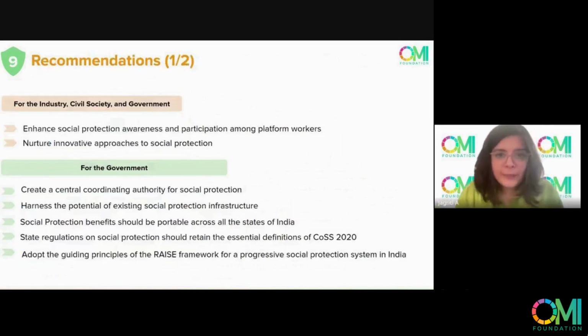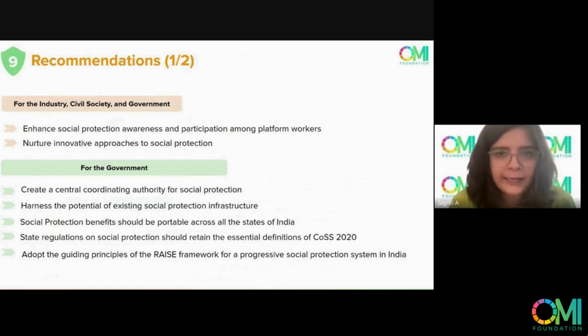Now, with that crash course on the global landscape of social security, we'd like to share some recommendations that have emerged from our study. For industry, civil society, and government alike, we urge enhanced awareness and innovative approaches to social protection. While awareness can be achieved through educational campaigns, accessible information, and tailored communication, nurturing innovative approaches to social protection entails exploring new methods and technologies to expand coverage and improve relevance of social protection for platform workers. This may involve developing digital solutions, flexible schemes, and collaborative initiatives that cater to the unique needs and working conditions of individuals in the platform economy.